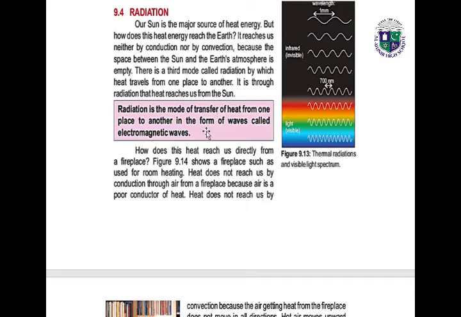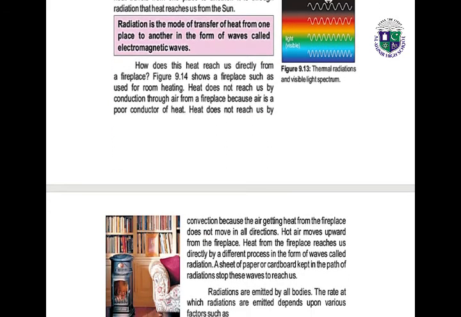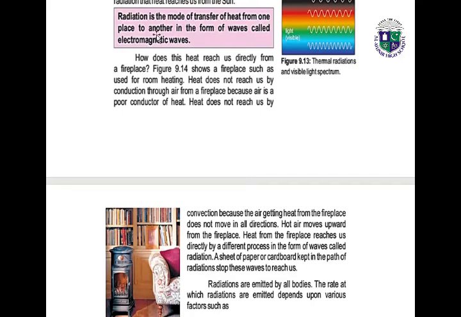So here we have the definition in this pink box. Radiation is the mode of transfer of heat from one place to another in the form of waves called electromagnetic waves. So how does this heat reach us directly from a fireplace?